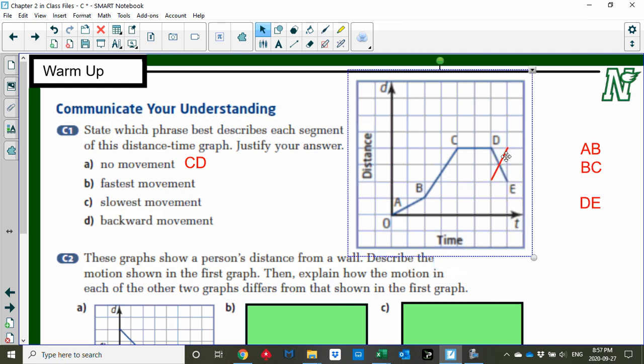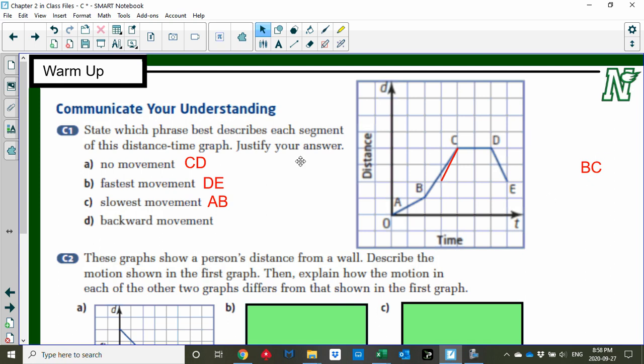And if I were to bring this back, see how it's a little steeper than BC? Your steepest line is DE, which shows the slowest movement. That would be AB. And which is the backwards movement? Well, this is away, stop, and then back towards. BC never gets used here.